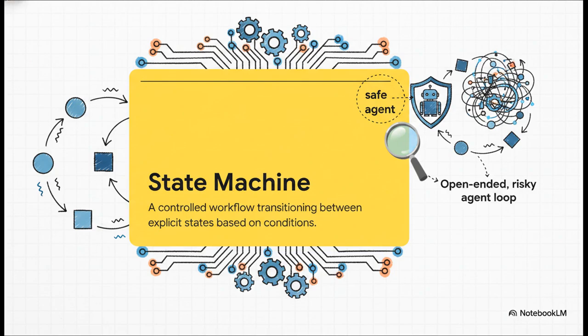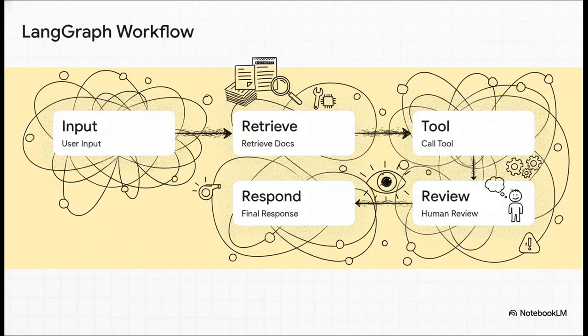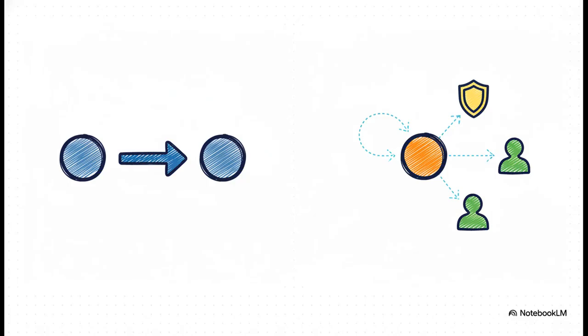So instead of just a basic linear chain, LangGraph uses nodes to perform distinct steps, like retrieving a document or calling a tool. And it uses edges to act like traffic cops, dictating exactly where the data goes next. The nodes do the actual work and the edges control the flow. And the type of edge you use, it matters a ton. A simple edge is just a straight line.